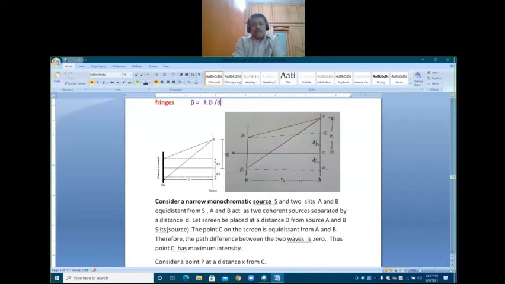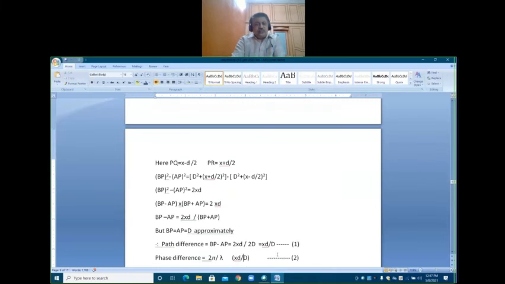Of these triangles, we know this side is D, this side PR is x plus d by 2, PQ is x minus d by 2, but this distance AQ is again d. So using these, we can write BP square minus AP square is equal to D square plus (x plus d by 2) square minus D square plus (x minus d by 2) square. If you understand this equation, the rest is simplification. So what is BP square minus AP square?